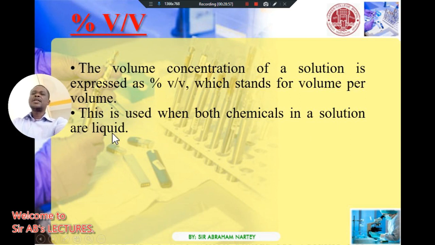So last time in the classroom, I taught you that we can have a solution whereby two of them are in liquid form. The one in smaller quantity becomes your solute, which will dissolve in the one in the highest quantity. So the one in smaller quantity, we have this volume, and then the one in highest quantity, we also have this volume. So when we say percentage volume per volume, we say that the percentage of the smaller quantity is in the higher volume. So that is why we express it like this.